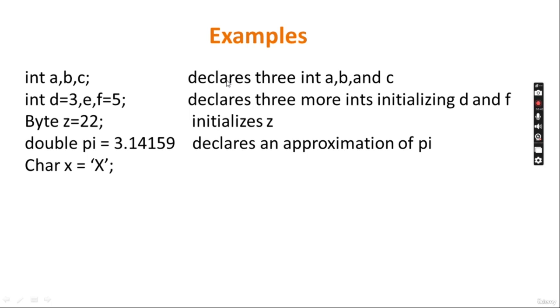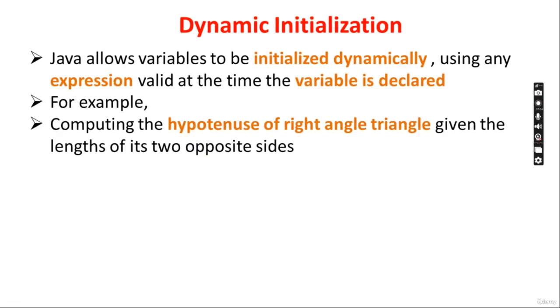Then byte z is equal to 22 initializes z, and double pi is equal to 3.14159 declares an approximation of pi, and character x is equal to 'x' in single quotes. So these are the examples of variables creation and definition.